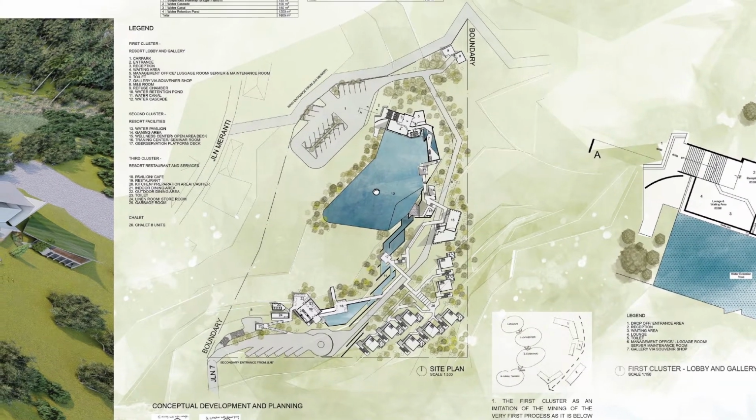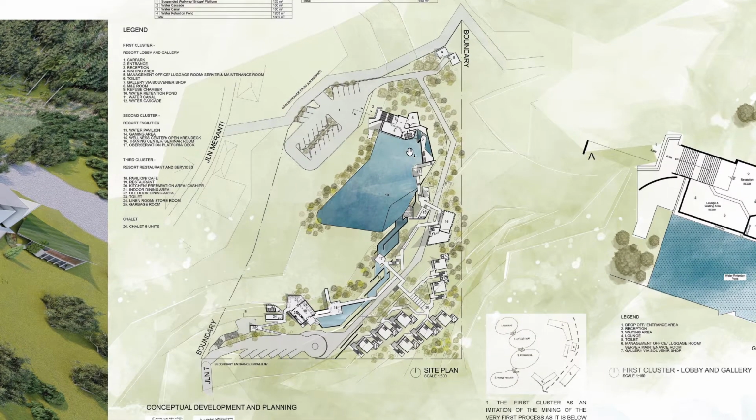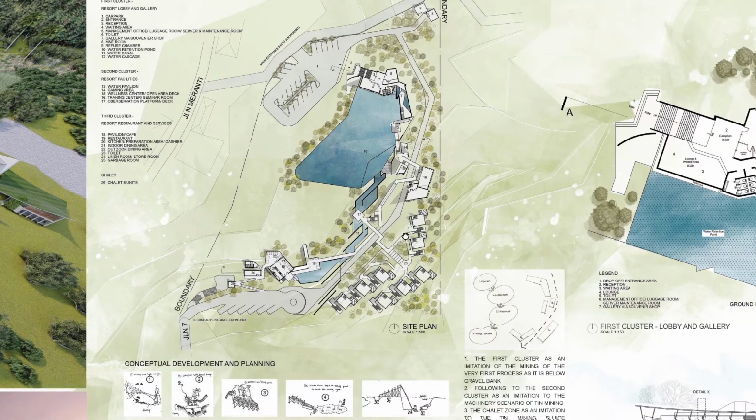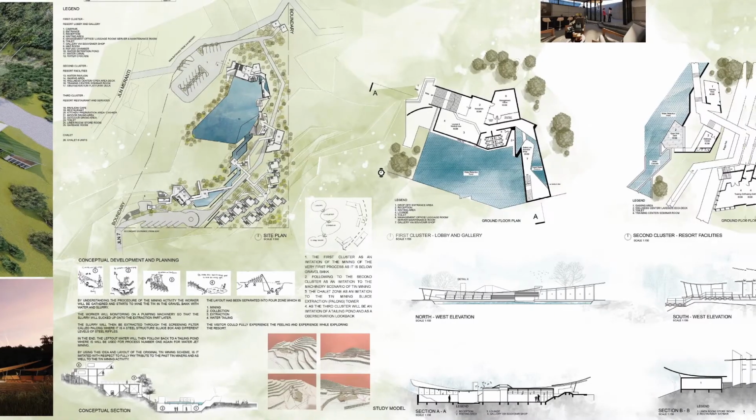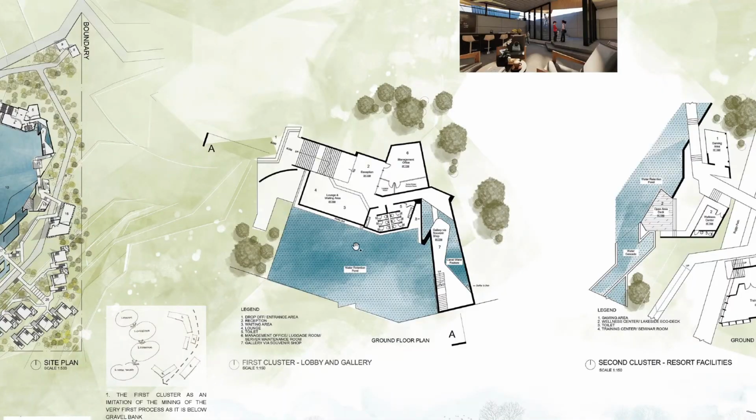And this is the site plan, as located on the site. The first cluster is the lobby and gallery. The second cluster is the resort main facilities, moving on with the chalets, and the last cluster is the restaurant and services. Now let us move on to the floor plans of each cluster.